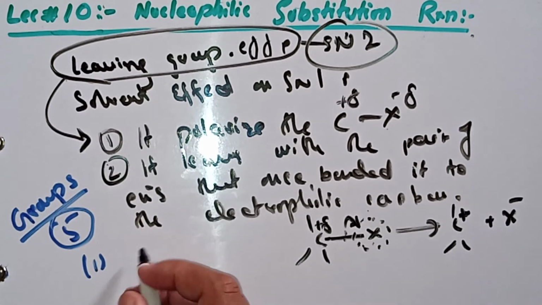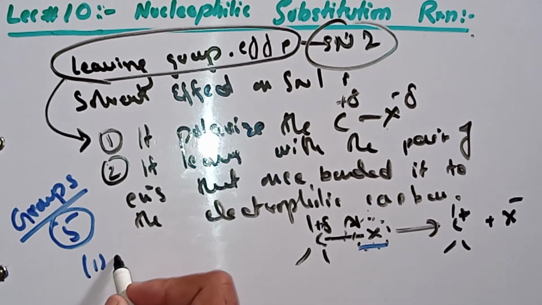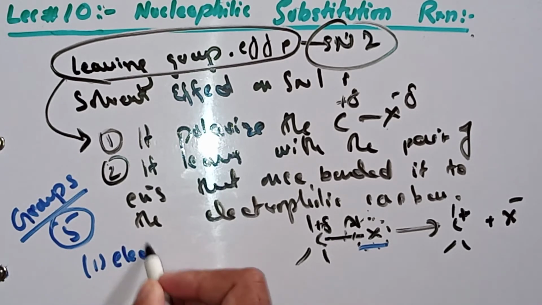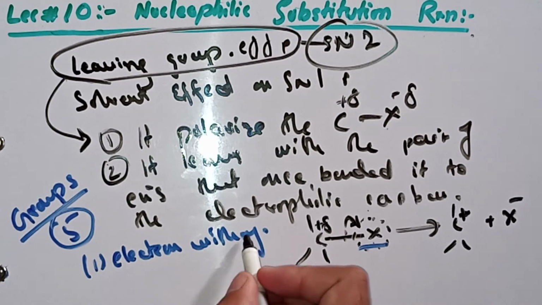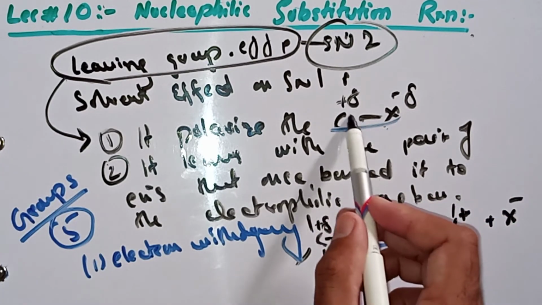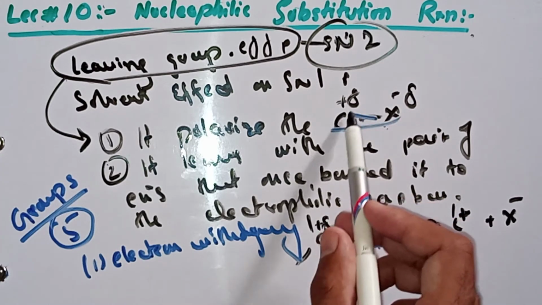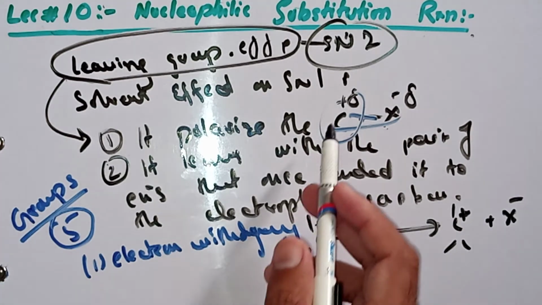The first characteristic is that it is electron withdrawing, to polarize the carbon. This is the characteristic of X, the leaving group. It is electron withdrawing to polarize, as I already told you. By withdrawing the electrons, the carbon becomes polarized, so it becomes electrophilic.